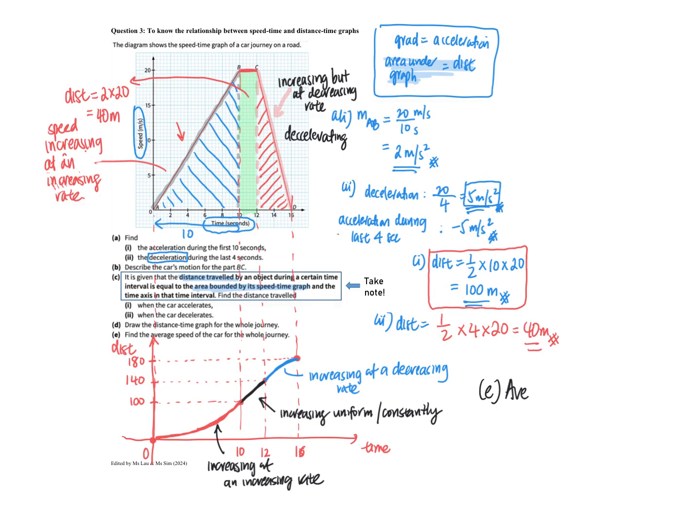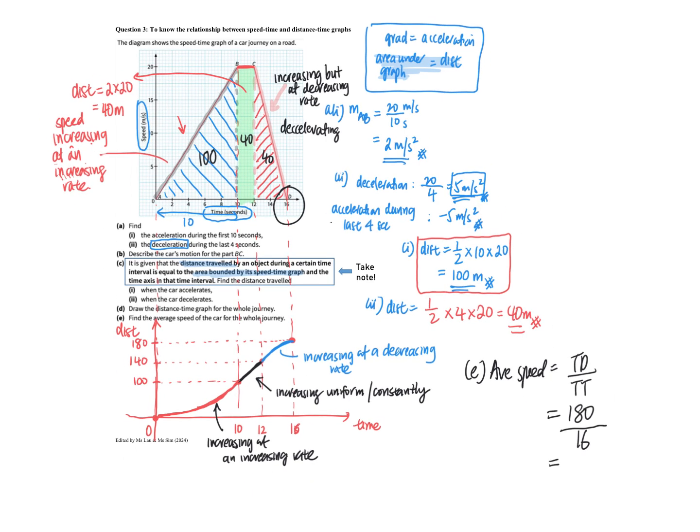Okay, average speed is total distance divided by total time. So total distance traveled, we know that there is 100 here, 40 here, another 40 here, right? So total distance is 180. Total time taken is the 16 seconds. So just go and find what is the average speed.